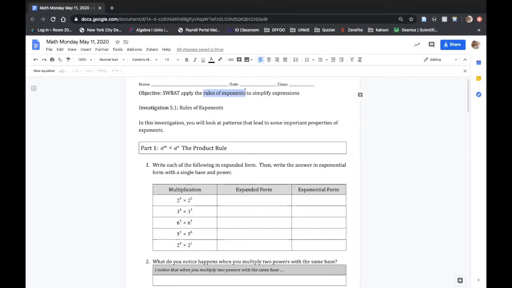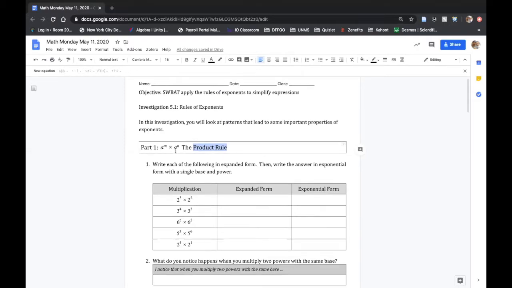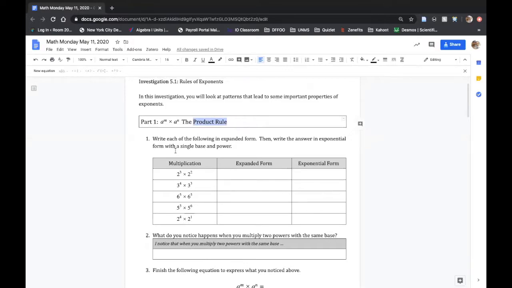So first rule that we're going to look at is something called the product rule. And don't worry about what this is over here, but that's what the product rule looks like, right? The way that we're going to explore this is by looking at a couple of examples, and we're going to first write them in expanded form and then rewrite the expressions in exponential form. I'm going to explain what that means for some examples, then you're going to practice it yourself.